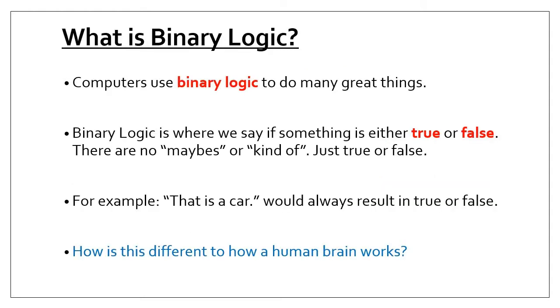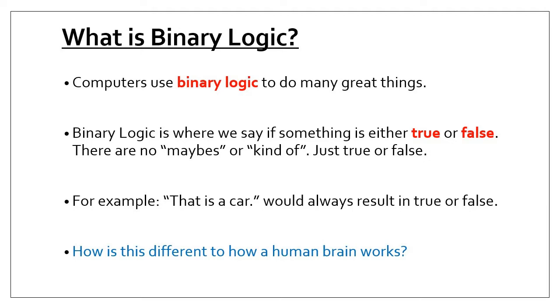So, what is binary logic? Computers use binary logic to do a great many things. Binary logic is where we say if something is either true or false. There's no maybes, there's no kind of, it's just true or false. Or if you remember when we were doing binary numbers, we worded it as a switch being on or off, because the transistors inside the CPU only understand on or off states. They can't be maybe off, maybe a bit on, partially open. It's just on or off.